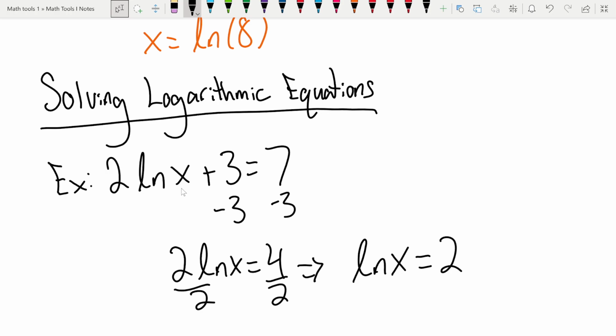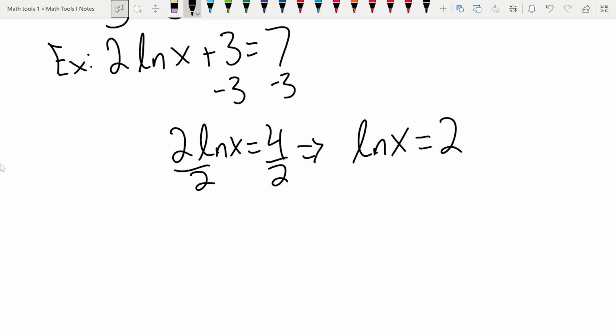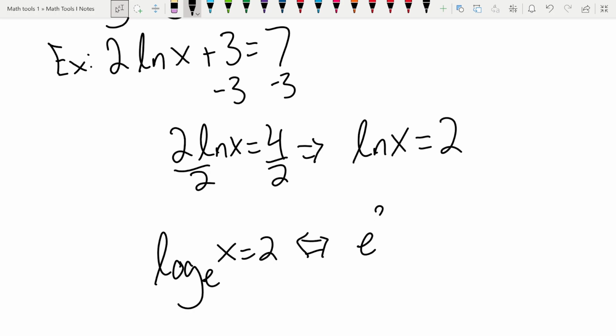Now when we have an equation like this, there are two ways we can think about it. We can invoke the inverse log property, which says that if you have natural log of x equals 2, in other words, log base e of x equals 2, this is the same thing as e squared equals x. This is just the definition of a logarithm, and we called this the inverse log property. So x is equal to e squared.